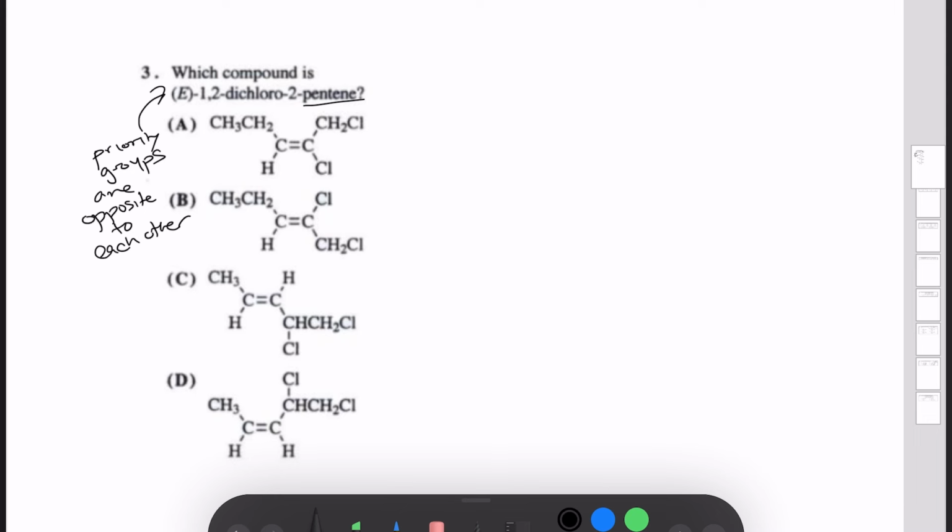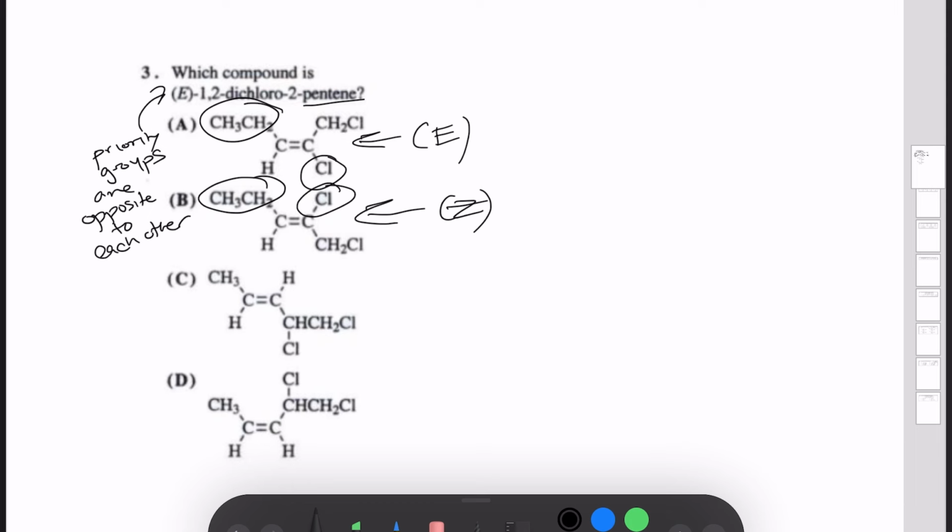So choice A, we find that the leading group on the right is the chlorine, and the leading group on the left is the ethyl substituent. And we find that they're opposite to each other. So this definitely matches the E configuration in the name. So it's one candidate. And in the second option, the right side is flipped. So now we have these two up here, but this is the Z notation because they're on the same side of the double bond. So that means they're not on opposite sides. So this does not match the name description, so B cancels out.